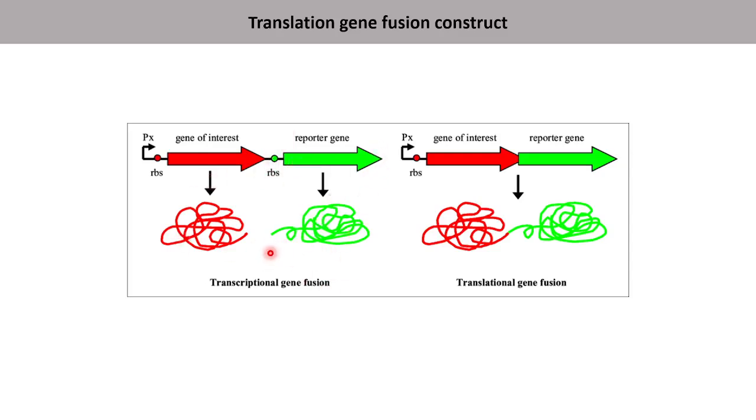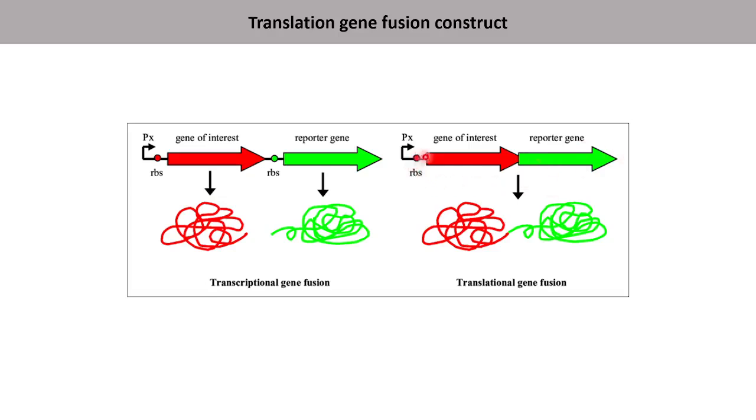So in this case, even though we have combined the two genes together, one after the other, the proteins produced are separate because they have their own individual start codon and stop codon. On the other hand, if you look at the second image, which is called a translational gene fusion, in this case we did not provide any other start site or any other promoter to the reporter gene.